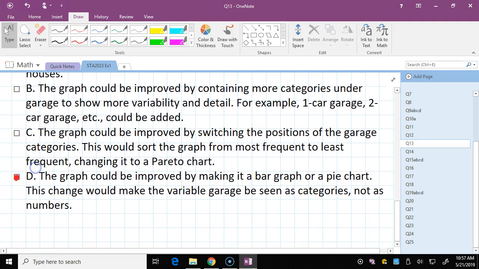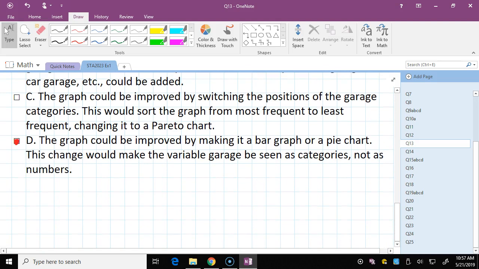Okay. Contain more categories. I don't think we need more categories, because if you add more categories, it might get a little bit more confusing. Okay. And especially if we're using coding, codings are 1s and 0s. It's a little bit harder to take 1s and 0s to do that too.